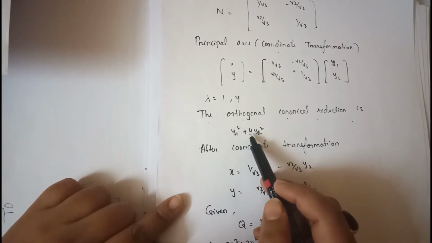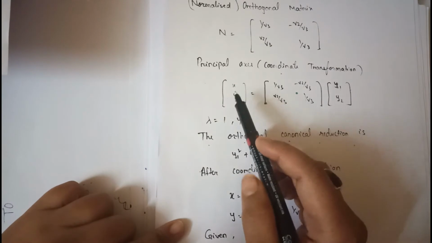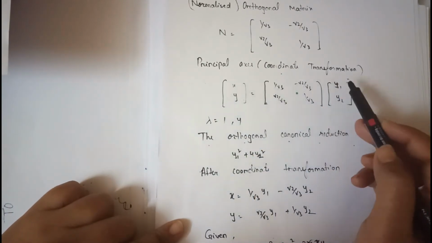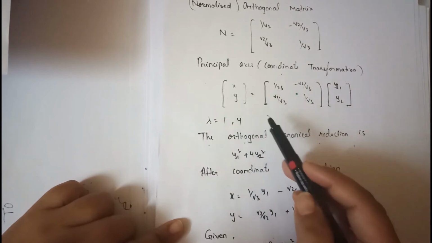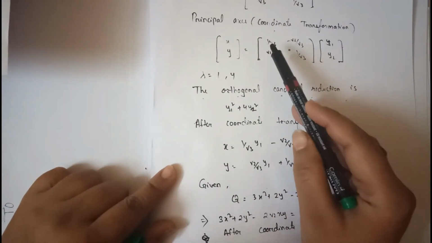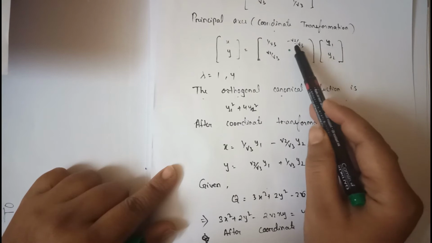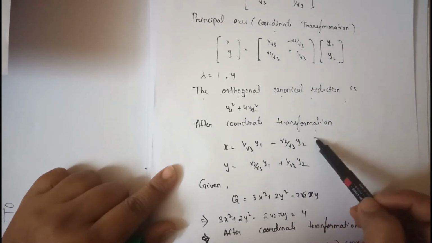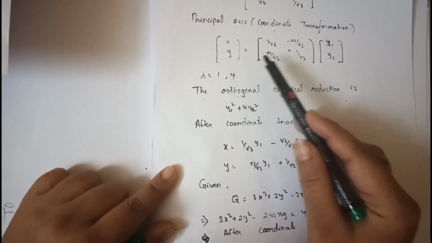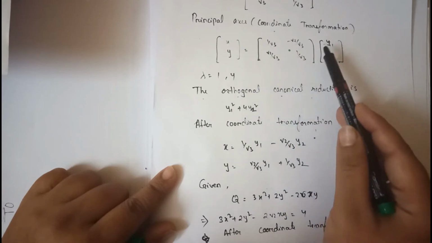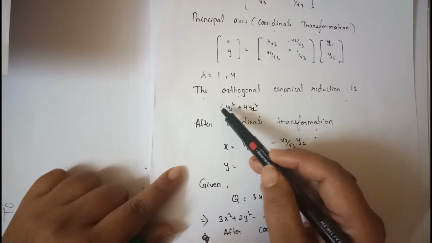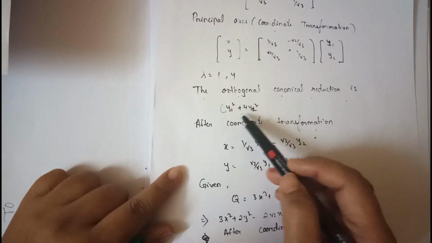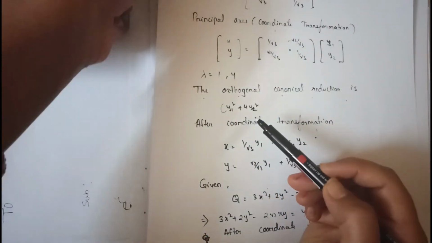And what is the coordinate transformation? I supposed here that x and y changed into other coordinates y1 and y2. So what is the value of x now? Look, x equals 1 by root 3 y1 minus root 2 by root 3 y2. Similarly, the value of y is root 2 by root 3 y1 plus 1 by root 3 y2, right? These are the coefficients of the diagonal elements, and these two will never get changed. So I wrote it.